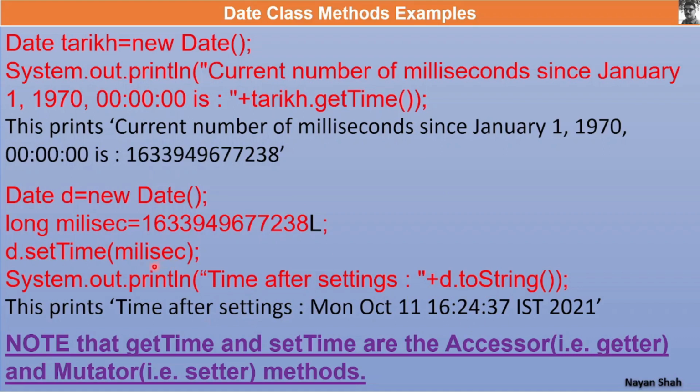So this is how we use the getTime method, and this is how we use the setTime method. So getTime and setTime, they are accessor and mutator methods, or you can call them getter and setter methods. If you have forgotten these getter and setter methods, I would request you to go back to chapter 8 to this topic and have a look at what is get method and set method.